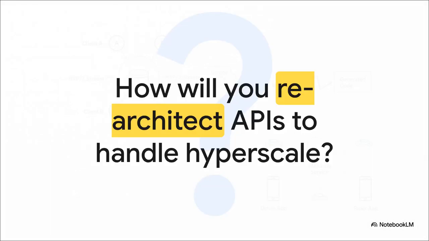Which leaves us with one final question for you. As you look at your own current infrastructure, maybe those massive JSON endpoints currently buckling under traffic, how will you re-architect your heaviest APIs to handle hyperscale? We hope distilling this source material has given you the blueprint to kick off that transformation.